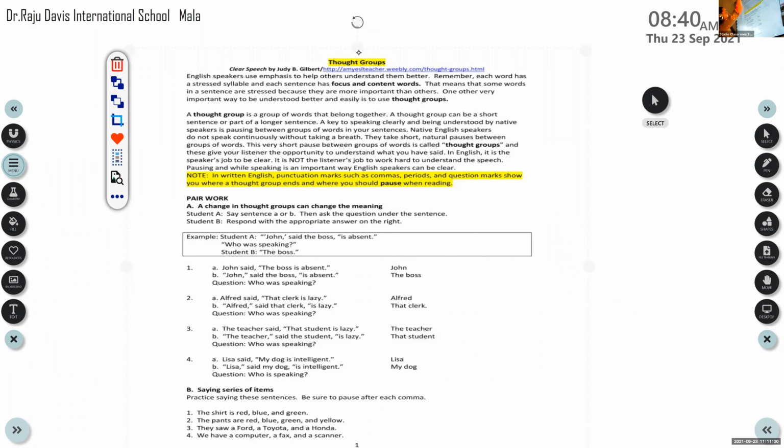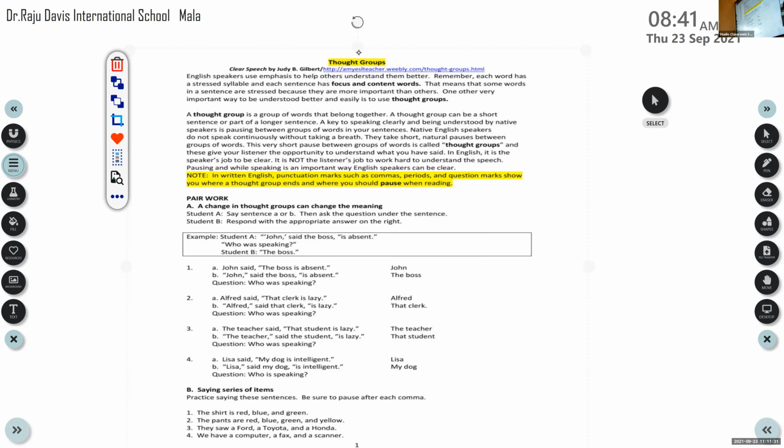So in English, it is very important that so that the other person understands what we are trying to communicate, we put stress on certain words, we give importance to certain words in a sentence. And another way of helping us communicate better is thought groups, where we break sentences into smaller chunks. A thought group is a group of words that belong together. A thought group can be a short sentence or part of a longer sentence.